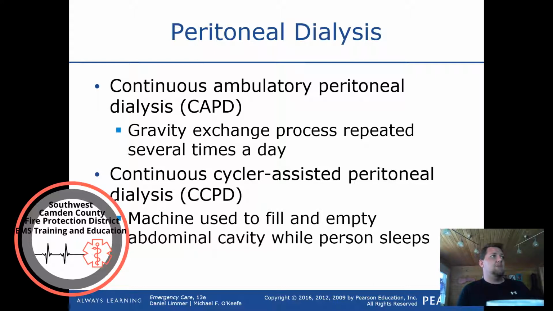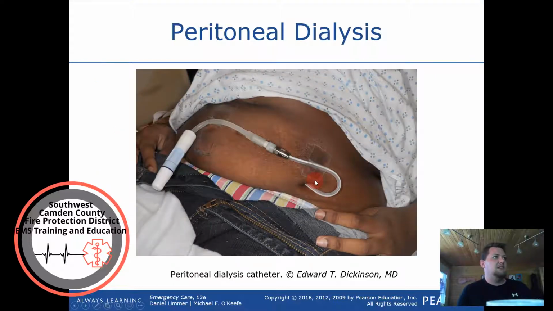So continuous ambulatory peritoneal dialysis is a gravity exchange process repeated several times a day. And continuous cycler assisted peritoneal dialysis is a machine that's used to fill an empty abdominal cavity while the person sleeps. Okay, so this is that peritoneal dialysis catheter. It goes right into the abdomen. This gets hooked up to fluid, and fluid is exchanged.